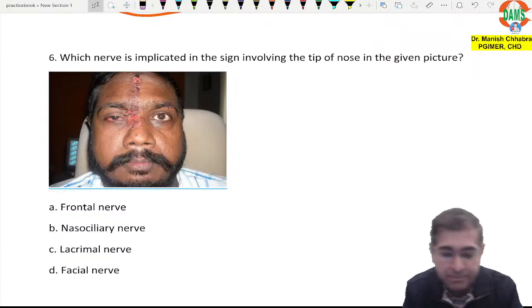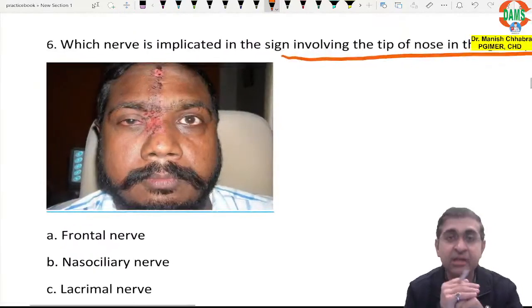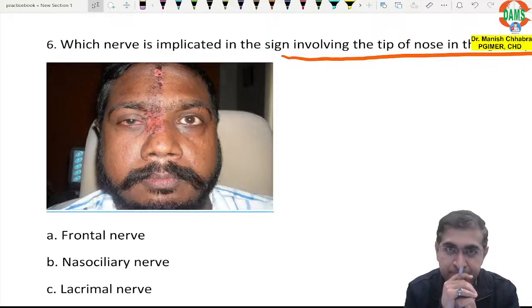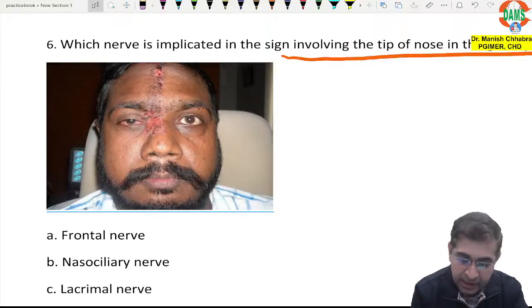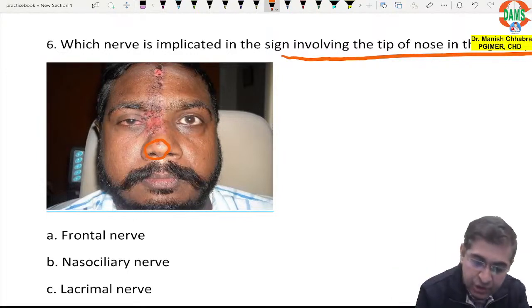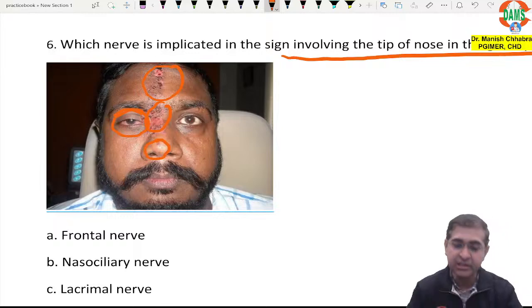Which nerve is implicated in the sign involving the tip of the nose in the given picture? This is the image of a real patient which I had seen 2-3 years back. Can you appreciate the lesion on the tip of the nose? Can you appreciate the lesions here? And can you appreciate that in the right eye there is redness?